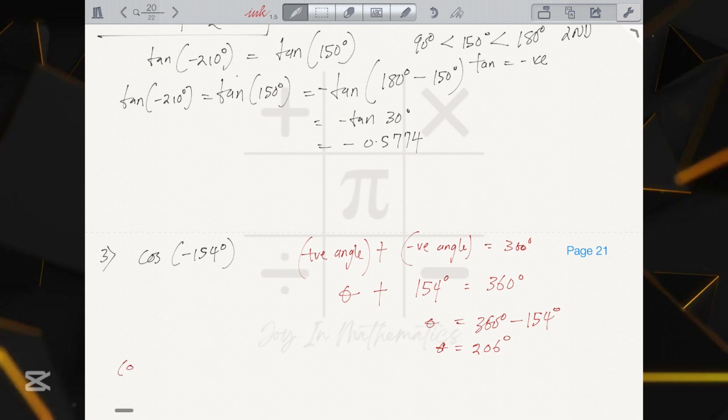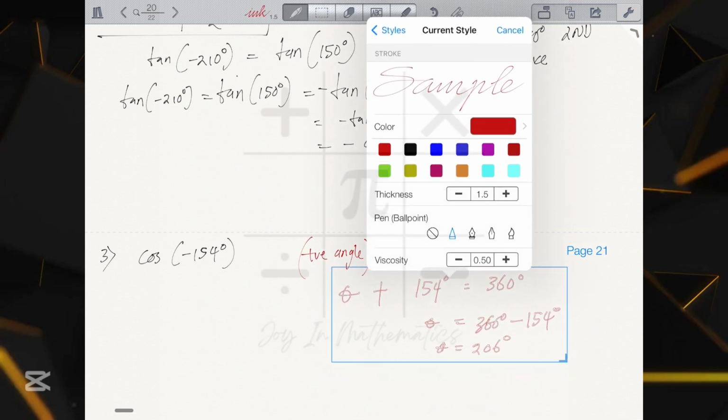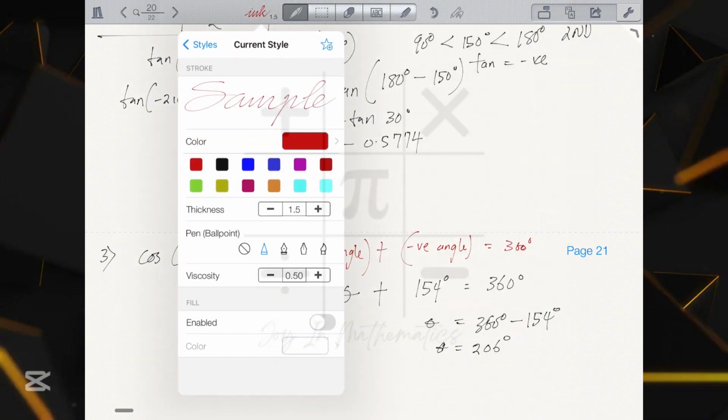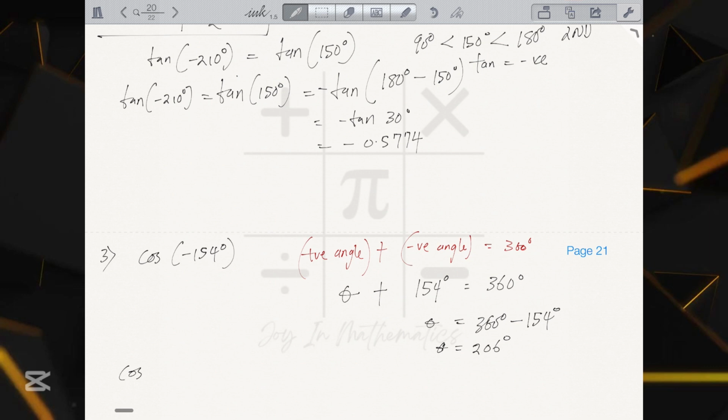Therefore, we are saying that cos of minus 154 degrees, the negative angle, is the same thing as cos 206 degrees in terms of the positive angle, which is theta. Now, where does 206 degrees fall? 206 degrees is greater than 180 degrees, but less than 270 degrees. So it falls in the third quadrant.